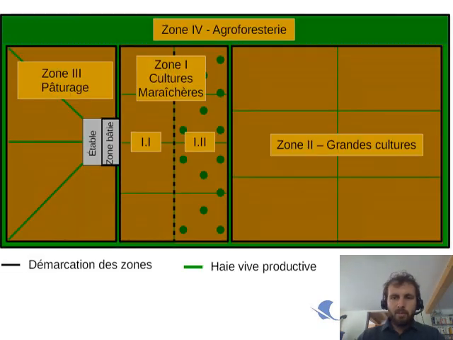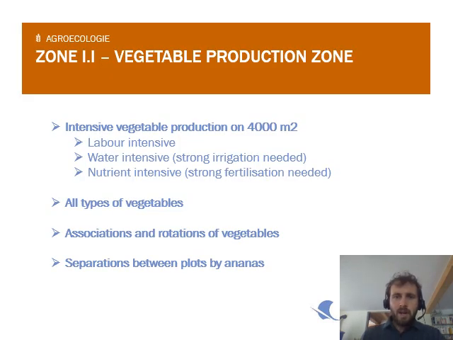Okay, so now that we saw a bit the basic principle that we integrate in these agroecological farms, we will look at the different zones more precisely. So first of all, we would look at zone 1 and the subzone 1.1, which is the vegetable zone. In this zone, we will produce vegetables intensively on a small area. So we have 4 plots of 1,000 square meters, so we have 4,000 square meters of vegetables. We will focus most of our workload, most of our water, and most of our nutrients here, because we can get a high production with vegetables.